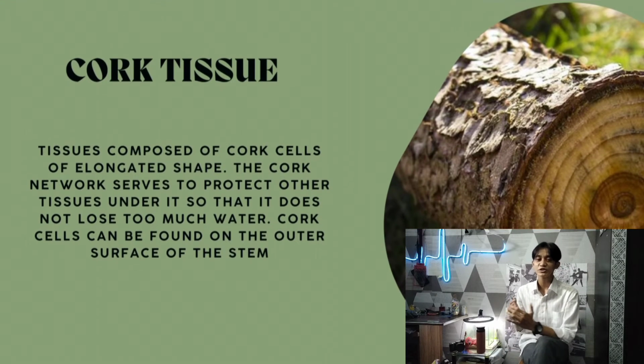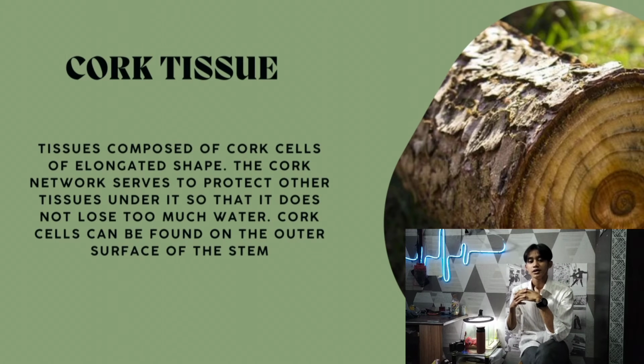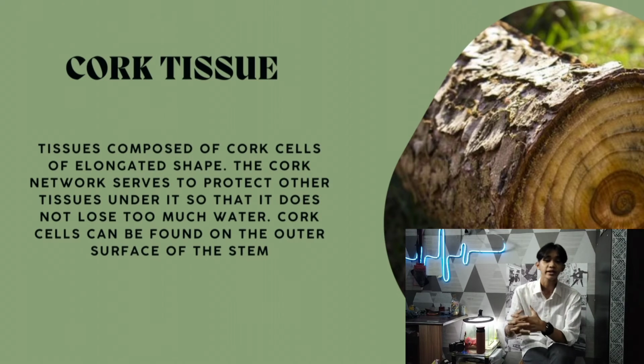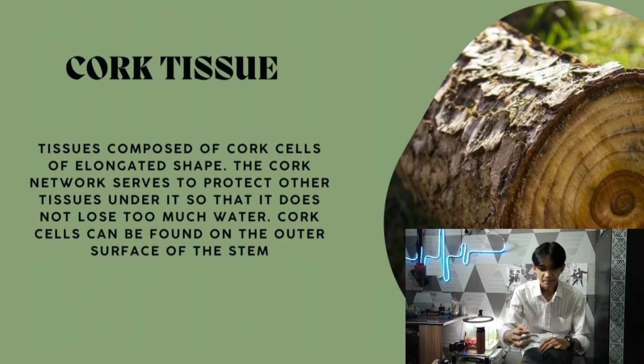And finally, cork tissue. Tissue composed of cork cells of elongated shape. The cork tissue serves to protect other tissues under it so that it does not lose too much water. Cork cells can be found on the outer surface of the stem.